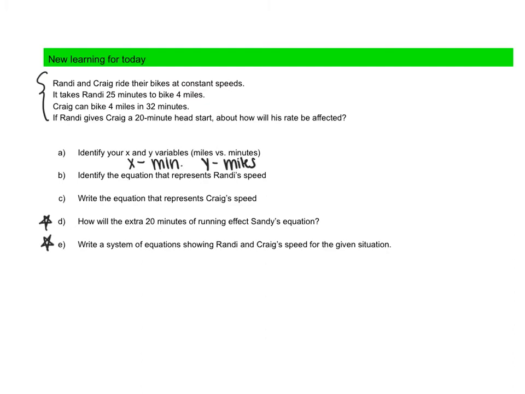All right, we want to identify the equation that represents Randy's speed first. So I'm looking at wherever it talks about Randy, and it says 25 minutes, 4 miles. So what is the rate for Randy? I need to do y divided by x. Well, y was our miles, so 4 miles. X was our minutes, 25 minutes. So this is our rate, and we just add that to our equation by saying y equals m x, which is 4/25 x. So this is the equation that represents Randy's speed.